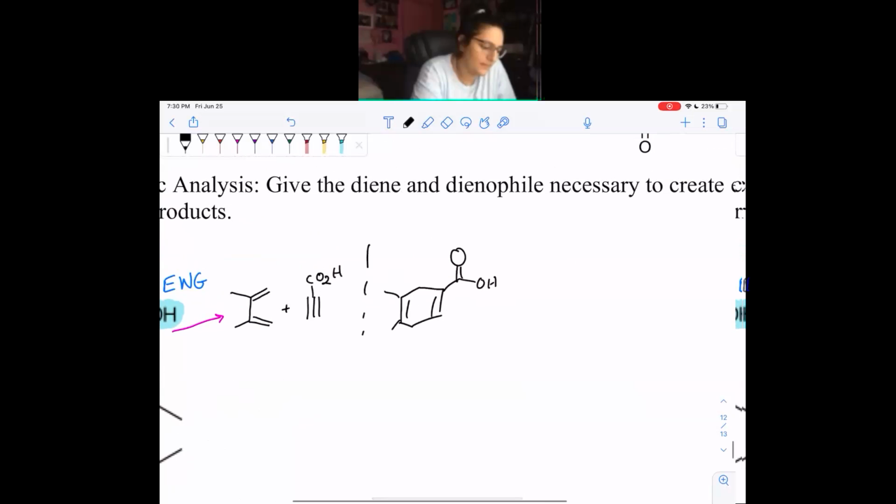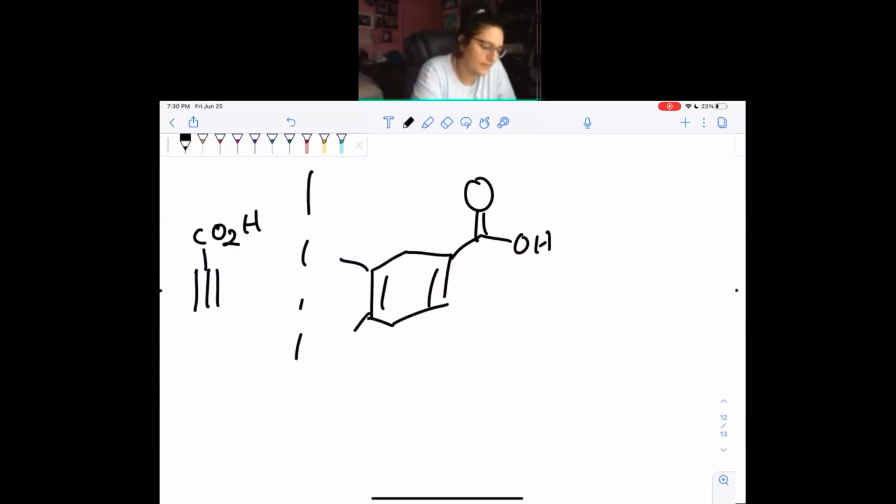Okay, so we see this. We know that these two are electron donating. We know that these two are electron withdrawing. So we're pretty sure this is part of our diene. This is part of our dienophile, right?